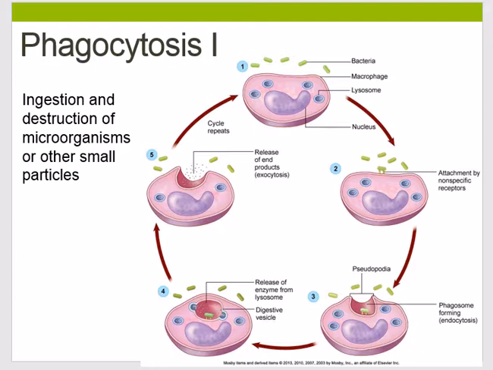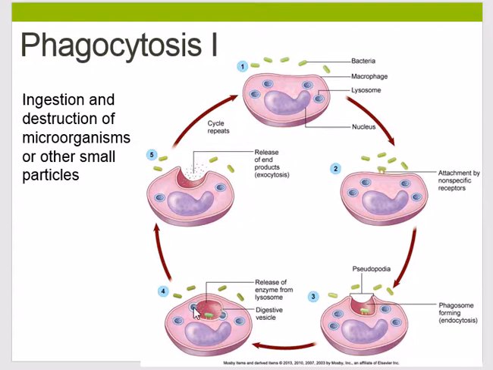So in looking at the diagram here, you can see that in the first step, a bacteria is encountered by a macrophage. Within the macrophage, it has its cell's nucleus, and it also has lysosomes, which contain digestive enzymes. In the second stage, the antigen is going to bind to non-specific receptors, because we're talking about innate immunity or natural immunity, which is non-specific.